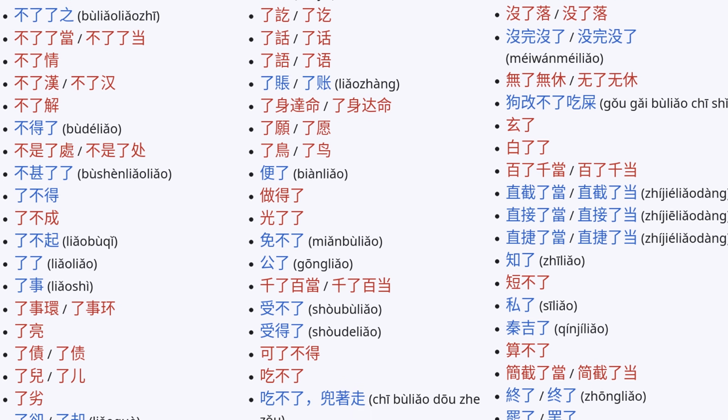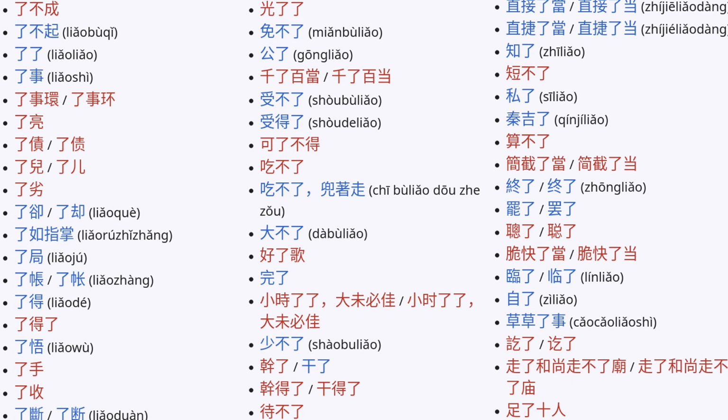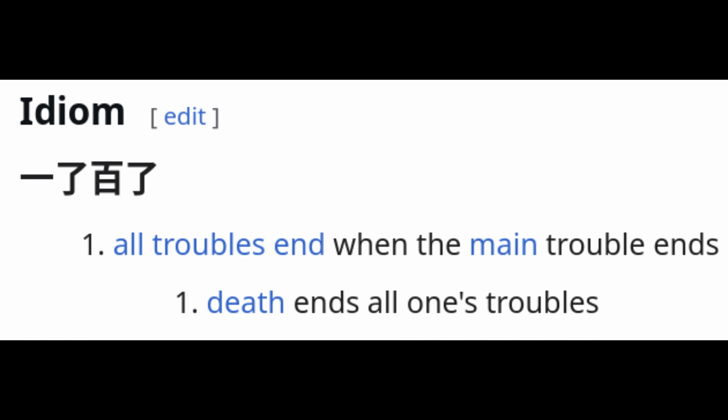Now, there are so many compound words where it's pronounced liao that I can't possibly cover them all today, so I'll just give you a few really quick examples. For example, yi liao bai liao is an idiom that means all of your troubles end when the main trouble ends, and it kind of has an implication of death associated with it. So you get a sentence like 这件事一定要当事人出面才能一了百了, which means that the only way that we can solve this problem for once and for all is if the person responsible comes out to deal with it.